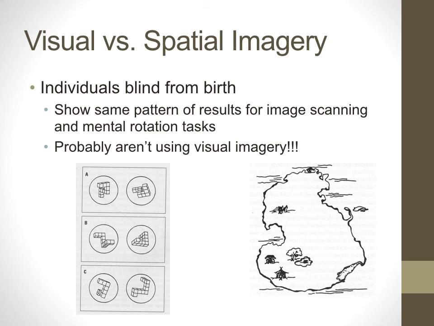In another study that's pretty interesting, we see that individuals who are blind from birth show the same patterns of results for image scanning and mental rotation tasks. So these are people that have never seen things directly in front of them. It's a pretty interesting thought that they probably aren't using visual imagery, because if they haven't seen something before, how can they depict it in their mind in a way that involves their sight? So it's just an interesting result of the study that they can do the same things that we can do when we're visually able to see them first and imagine them later.